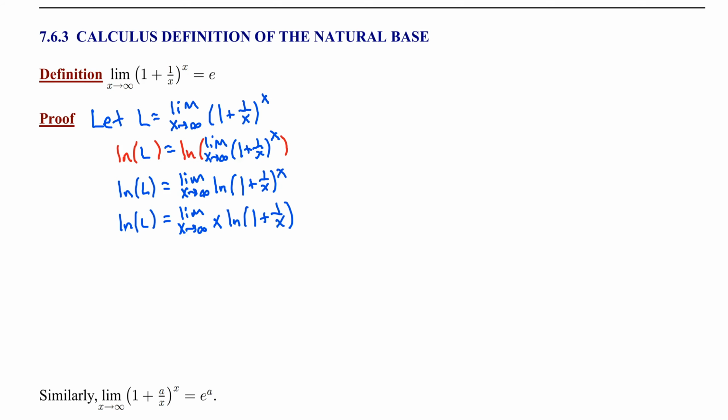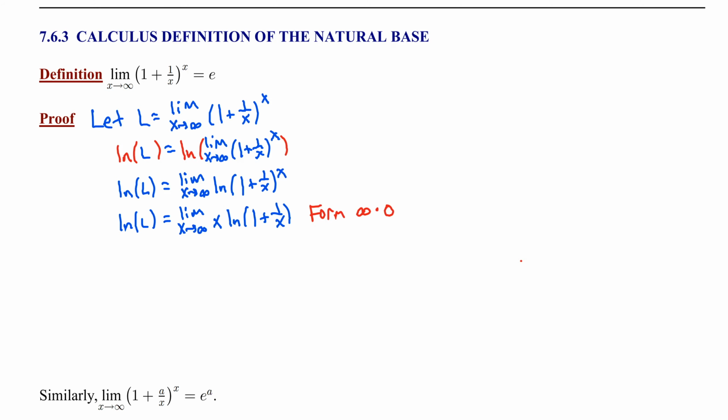Now, looking at what we have here on this side of the limit, we've got two factors. We have our x factor and we have our natural log function. As x approaches infinity, well, x approaches infinity, right? And as x approaches infinity, this term approaches 0, so the value of this function goes to natural log of 1 or 0. So we have the form infinity times 0.